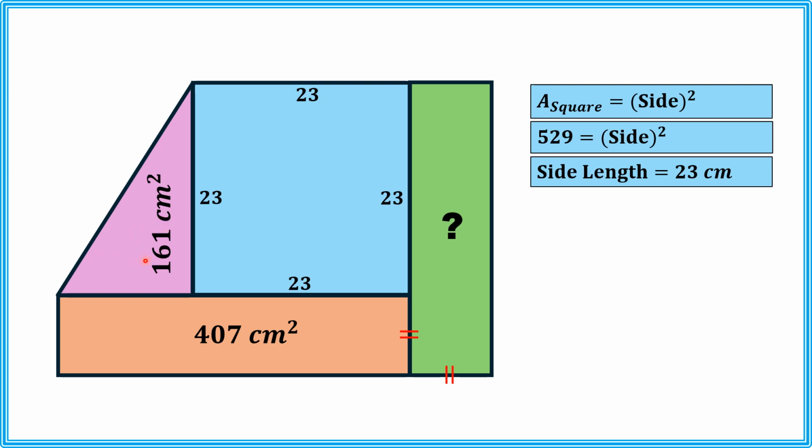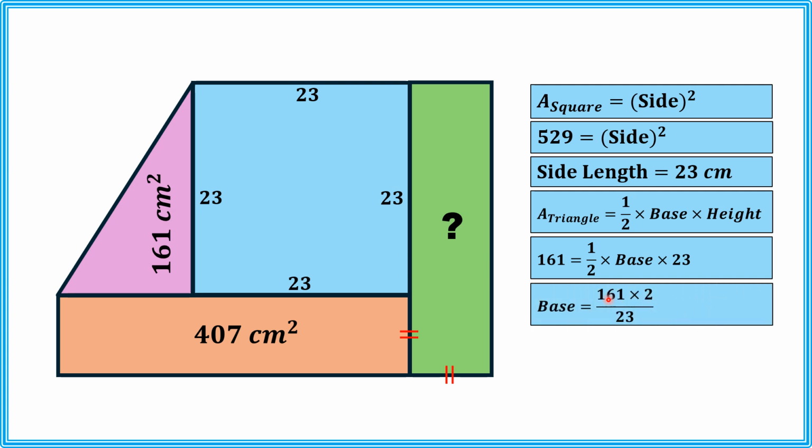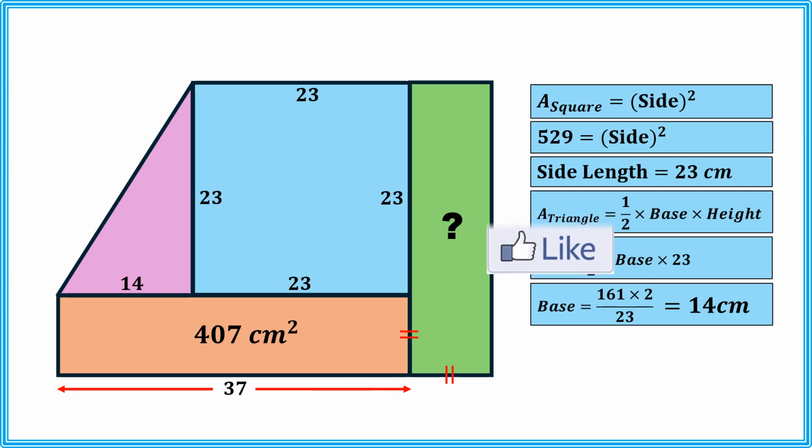Now we move toward this triangle. The area of a right triangle is equal to half times base into height. Here the area is 161 and the height is 23. So substituting these values, base will be equal to 161 multiplied by 2 divided by 23, and after simplification we will get base equal to 14 centimeter. So this length is equal to 14 centimeter. This length is 14 and this is 23, so this whole length is 37.